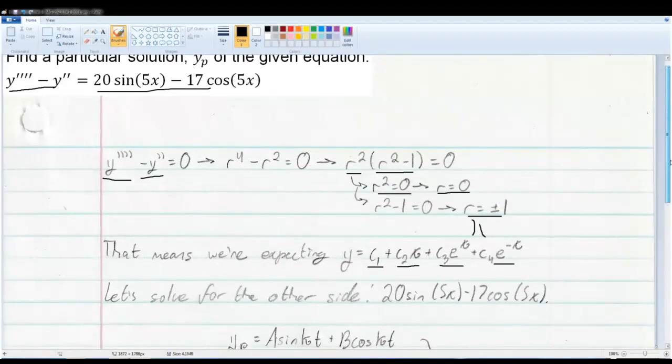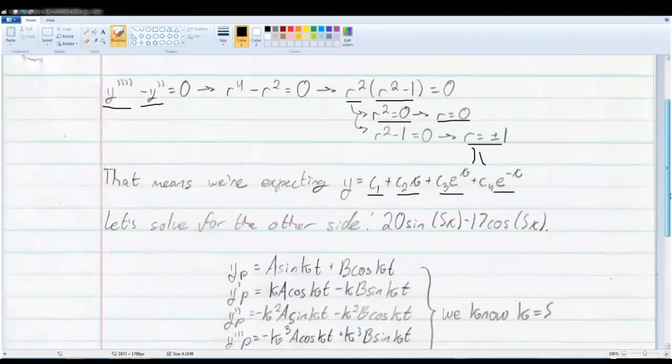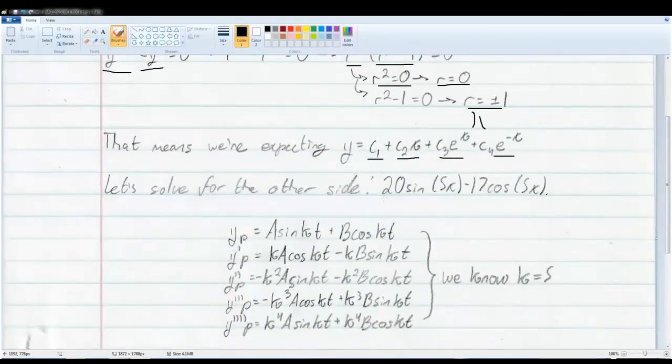And now I'm going to solve for the other side, which is what Shu Shen did. Basically, I have 20 sine of 5x minus 17 cosine of 5x. The 5x doesn't really matter in this case because we already know it, but I still used it in my guess, so to speak. So I said that my right side should, in theory, be some multiple of a sine kt plus b cosine kt.